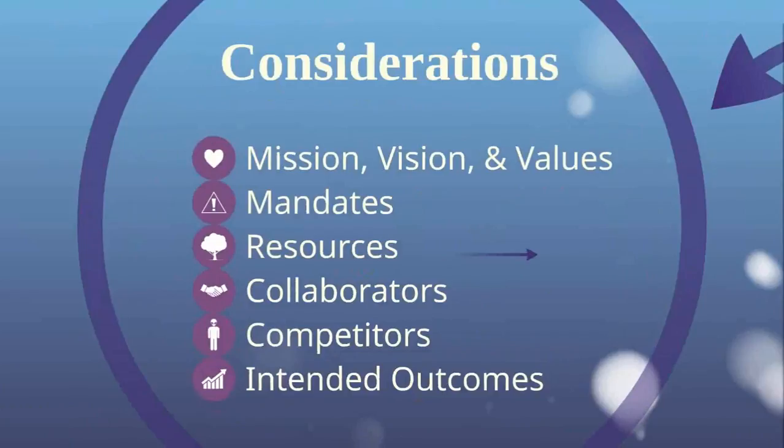So these are some considerations to take into account when you're deciding what you're going to do, and there are some options that we're going to talk about after we go over these considerations. Assuming that crisis residential services is the option that we want to find, then how do we narrow it down even more? So the first consideration is the mission, vision, and values of your organization.